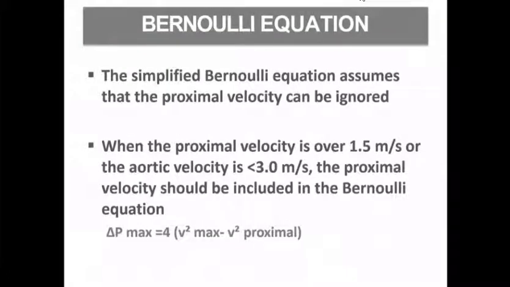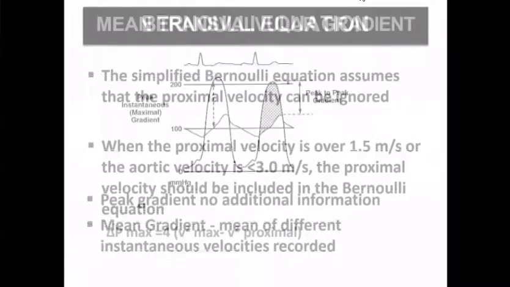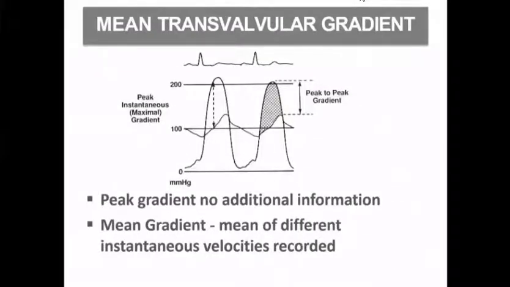Sometimes the examiner will ask how you are going to calculate it, because the machines are set so that once you put the CW, everything is calculated automatically. But sometimes the examiner will give you the values and ask you to calculate. So this is the mean transvalvular gradient, and that is the peak instantaneous gradient, which is the maximum. The mean gradient is the mean of the instantaneous differences and should be recorded.